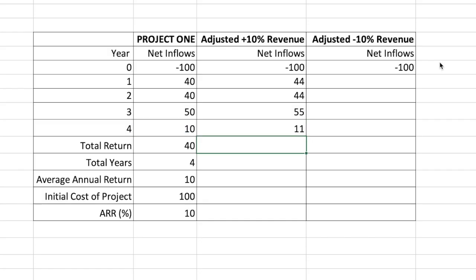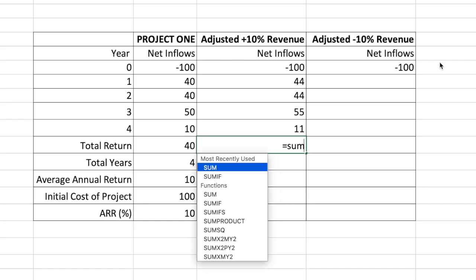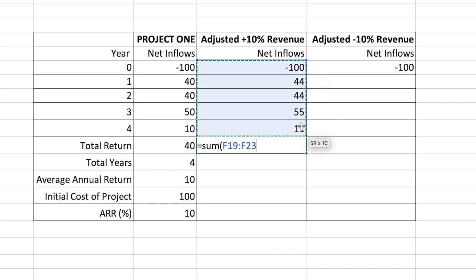And then it's just the same way you always calculate ARR. So ARR is going to be the sum of all your cash flows, including the cost of investment, which is why you always put year 0 in that table. And that comes to 54. The years is still the same. It's still 4. We now need to calculate the average annual return, which is just going to be the total return, which is 54, divided by the amount of years, which is 4. That comes to 13.5.